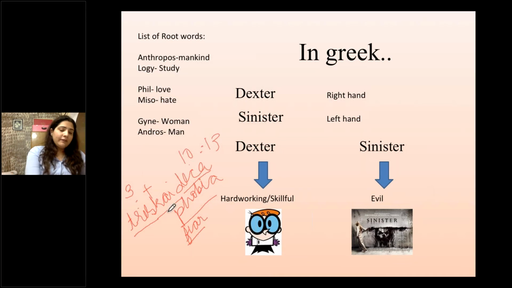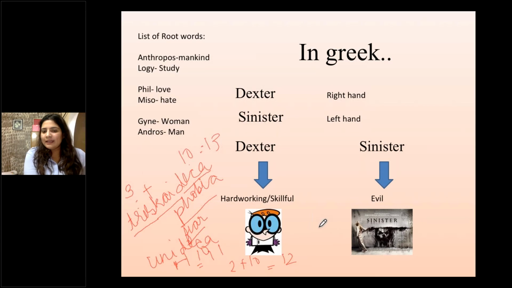triskaidekaphobia. So even if I want to say unideca, uni means 1 and deca means 10, 1 plus 10 is equal to 11. Dideca, di means 2 and deca means 10, so dideca means 12. Tetradeca, tetra means 4 and deca means 10, so 4 plus 10 is equal to 14. Okay. So this is what I said when I said this. Okay, Shweta? All right.